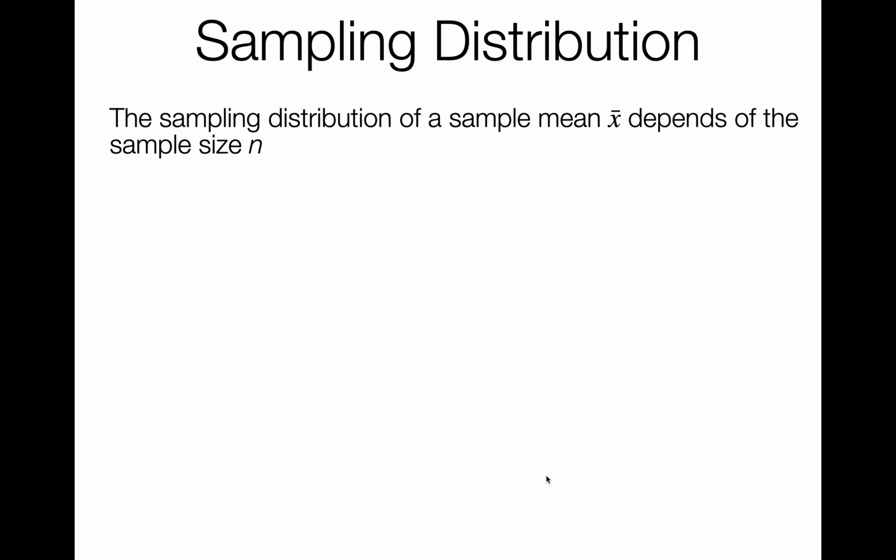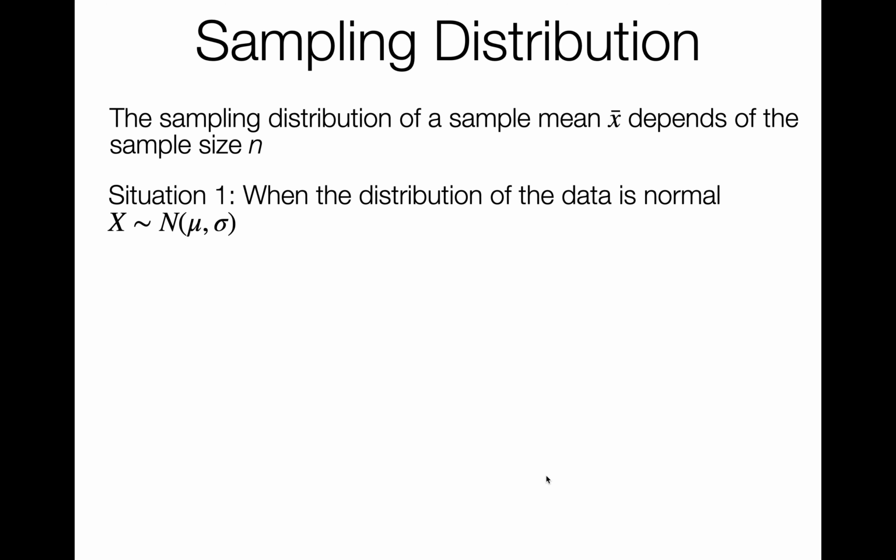That's the symbol for the sample mean. And here we have that the sampling distribution of the sample mean depends on the sample size, n, again. And so actually, we're going to define two different situations for the sampling distribution of x bar.